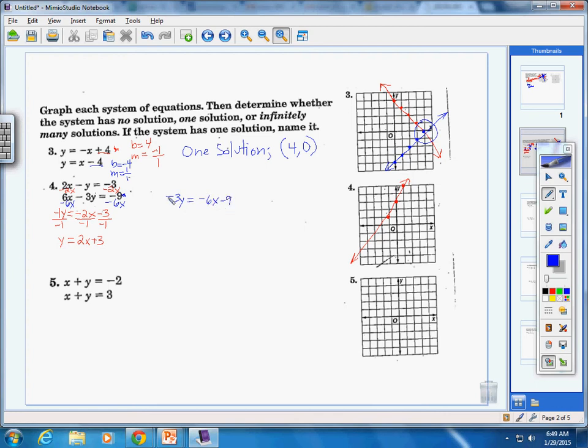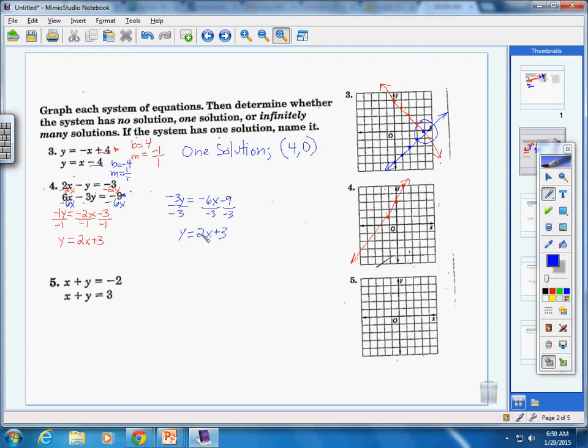And my last step to get y by itself, just like we got rid of the negative 1 right here by dividing, we're going to divide by negative 3. And remember, you got to do everything on both sides. Okay, so we are left with finally y equals 2x, and then negative 9 divided by negative 3 is positive 3.